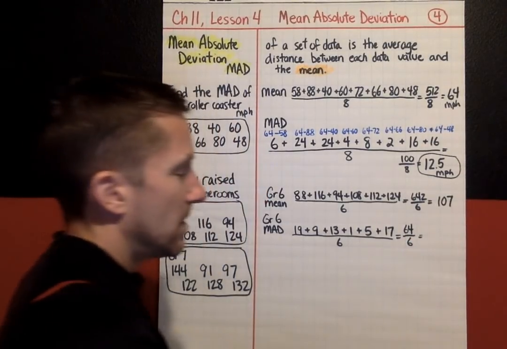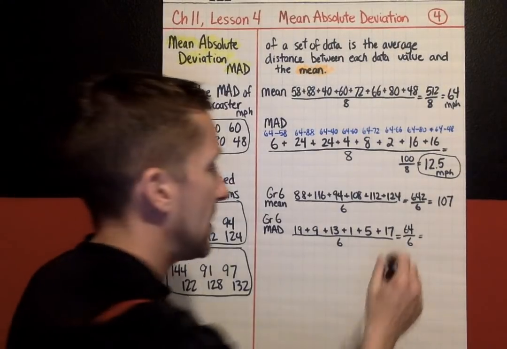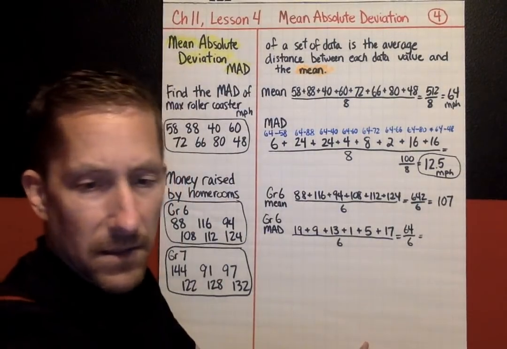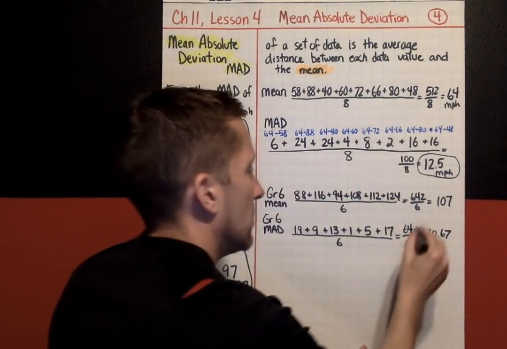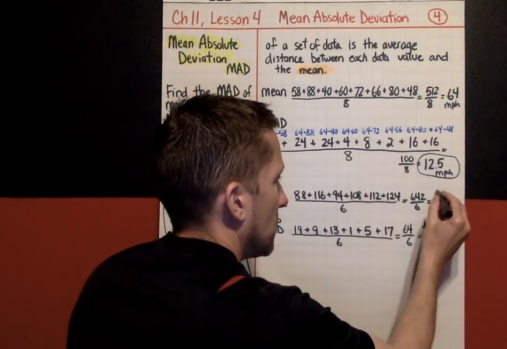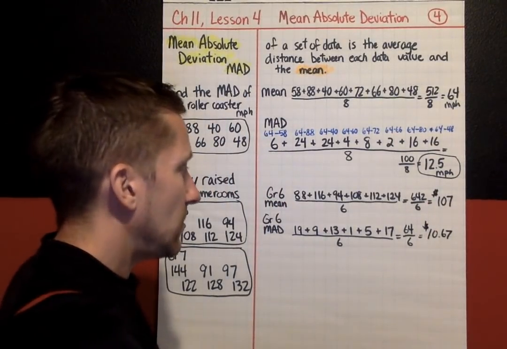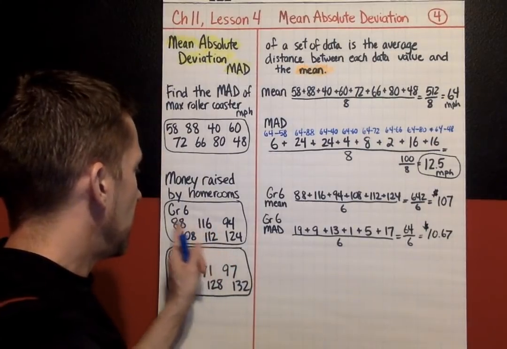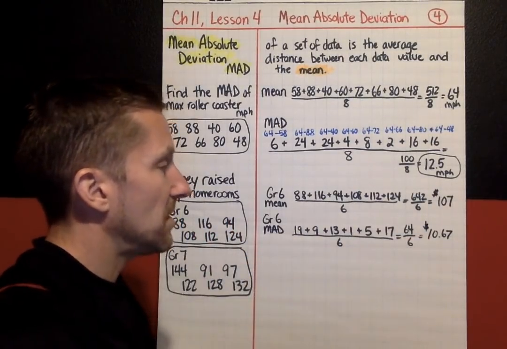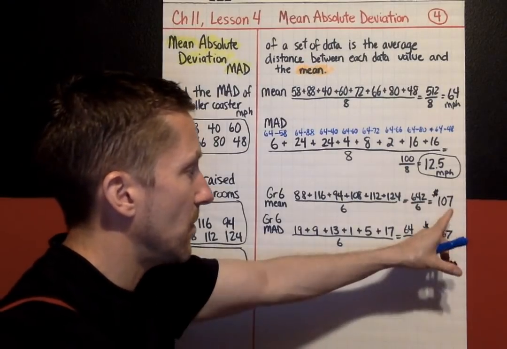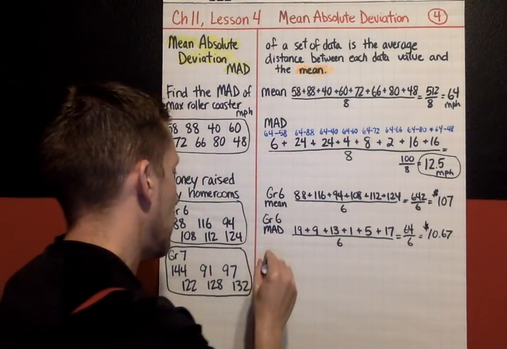And so the 6th grade mean absolute deviation comes to $10.67. So again, this was money too. So what's that telling me? That on average, each data value in this group is $10.67 away from the mean of 107. Okay, now we'll compare grade 7.